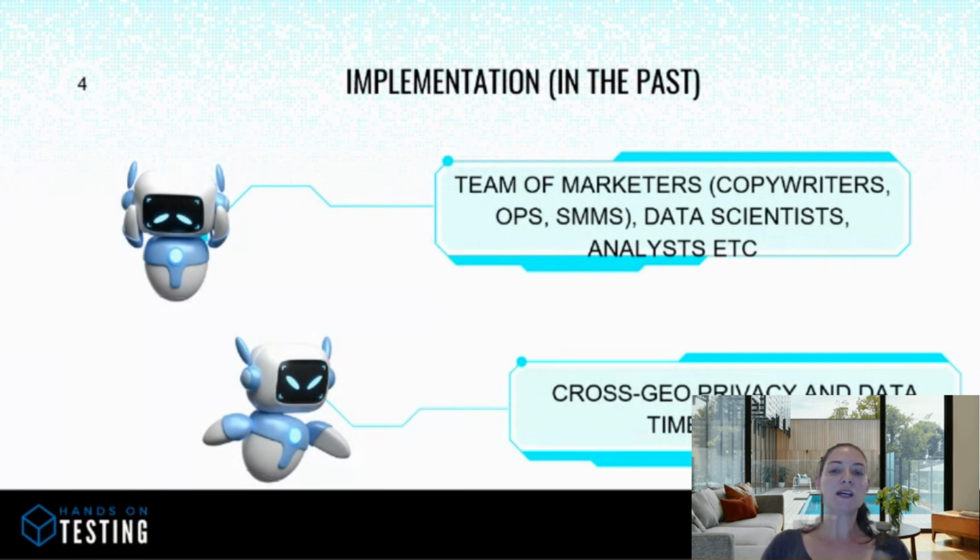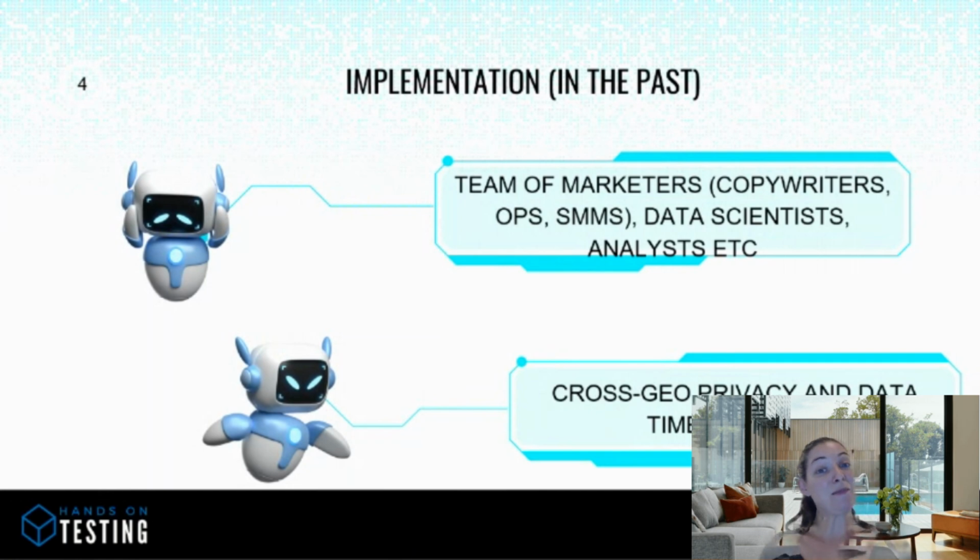And it was just ridiculous because, I don't know how that could be defined as lean, but you had to have a team of marketers or one person who was really good at doing it all, a copywriter, operation people, social media marketers, data scientists, analysts, whatever. And then you also needed to take into account all the different geographical privacy and data restrictions and time and budget and all those fun things. Long story short, it wasn't very fun.